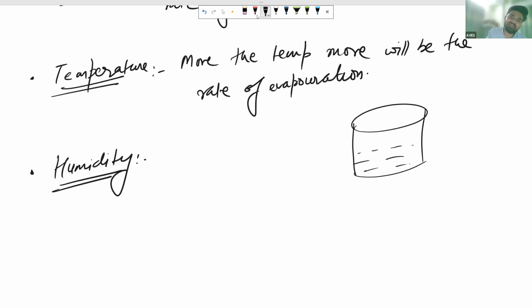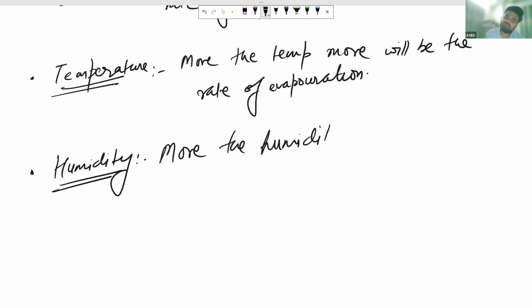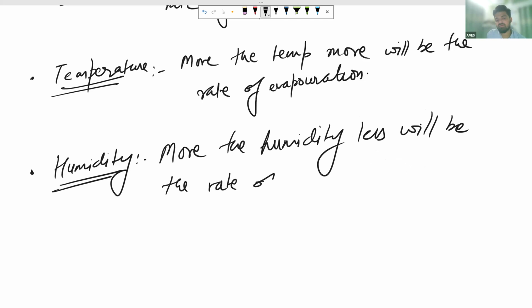So simply say that humidity is inversely proportional to the rate of evaporation. The more the humidity, the less will be the rate of evaporation. Please note it down.